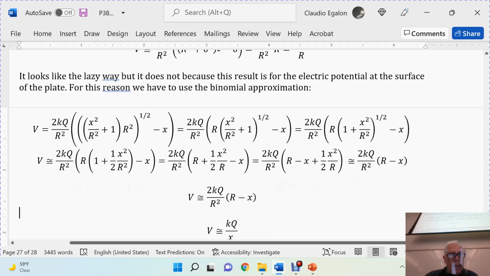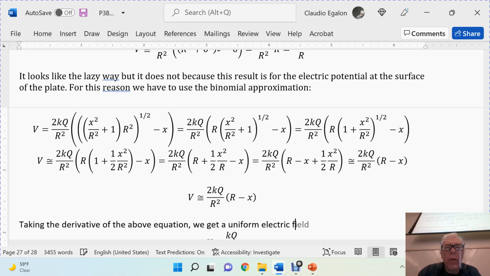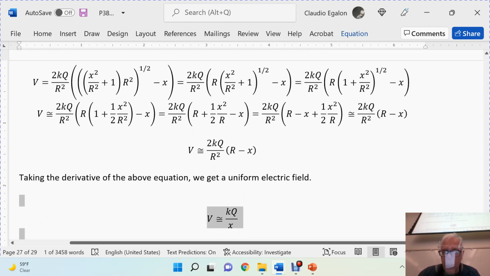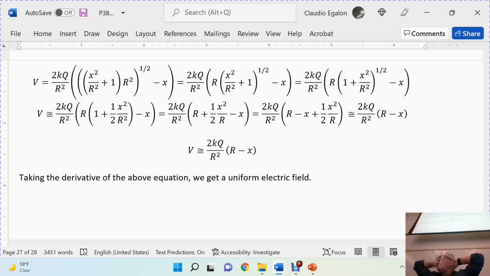I want to write that down. Taking the derivative of the above equation, we get a uniform electric field. So what you see here is the behavior of the infinitely large planar distribution of charges. If the point is very close to the plate, it is as though the plate is very large. Looks like to be very large. So any questions about that?